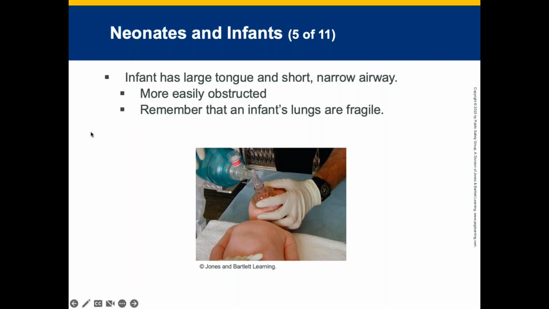And some techniques that you can utilize to move the tongue out of the way for airway management: you can use a tongue depressor to pull the tongue up so you can put in different airways. So that's one method you can utilize. But what about the airway itself, not just the tongue? What about the trachea, more specifically?